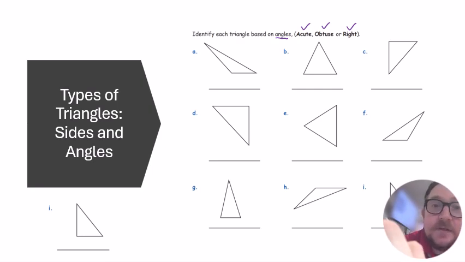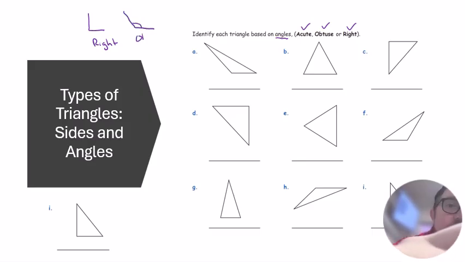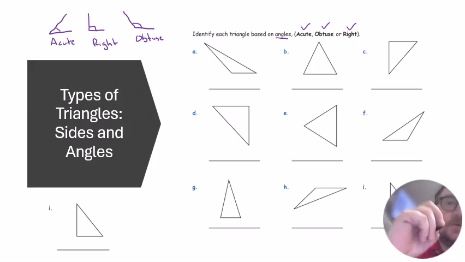So let's look at these angles. Remember, this is a right angle. If we have a bigger than right, it's obtuse. And if we have less than right, it's acute. So let's look at each angle. This angle is less than 90, so it's acute. This is less than 90 and it's acute. But if I look at this angle here, this is bigger than a right angle. So this is going to be obtuse.